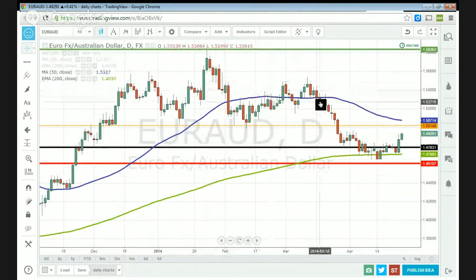Euro Australian dollar, similar situation. Had a big day yesterday and a nice day today. If we get a little bit closer, here's the orange line that I'm watching. Then I can move my stop from down here to up here.